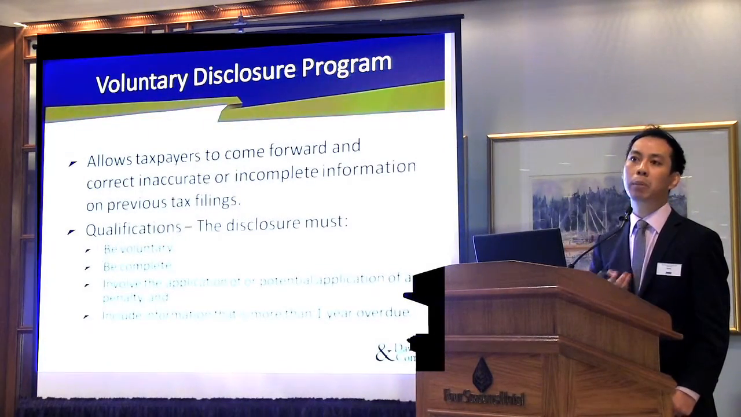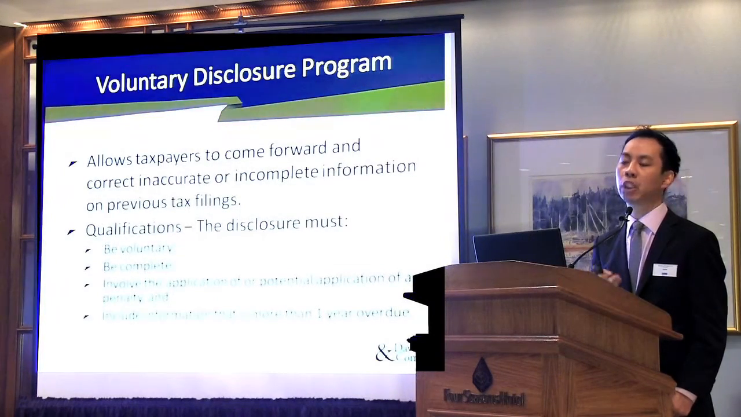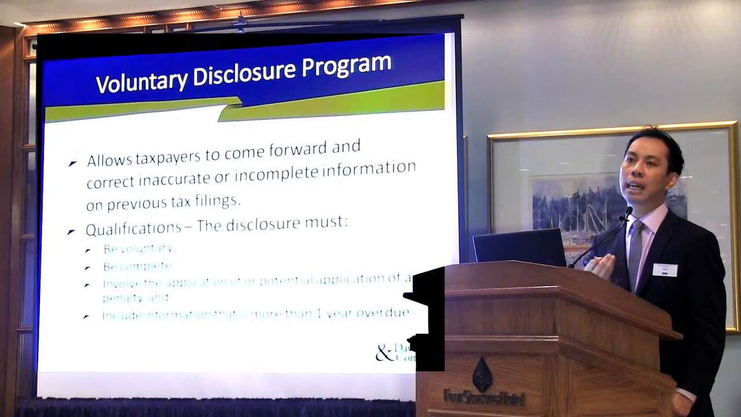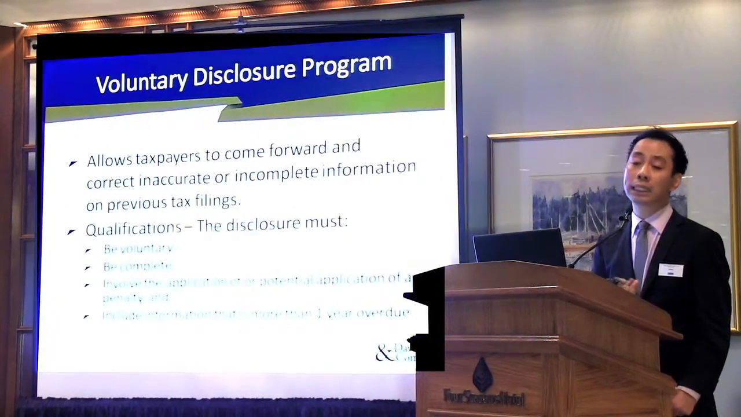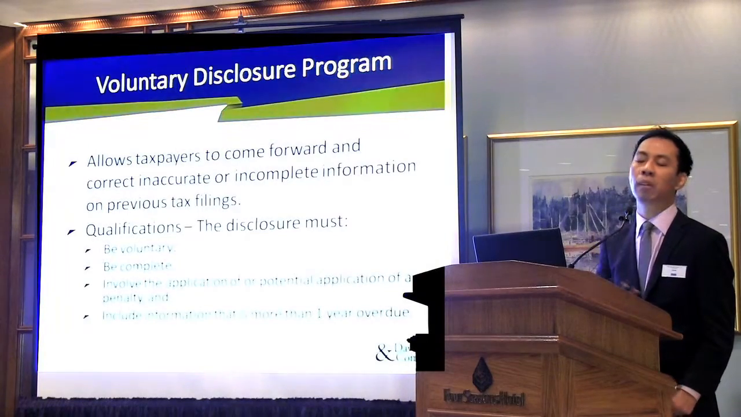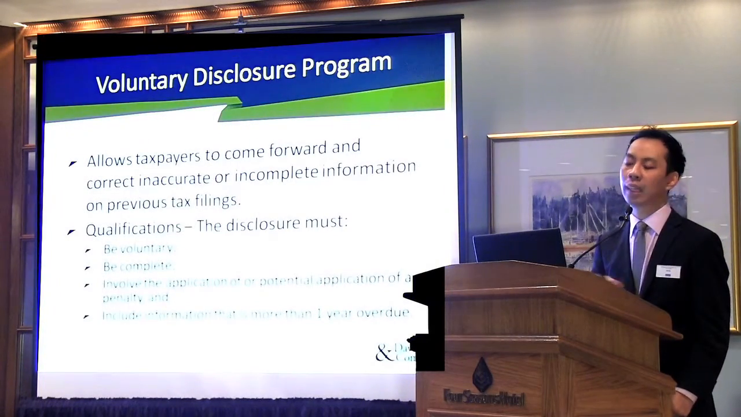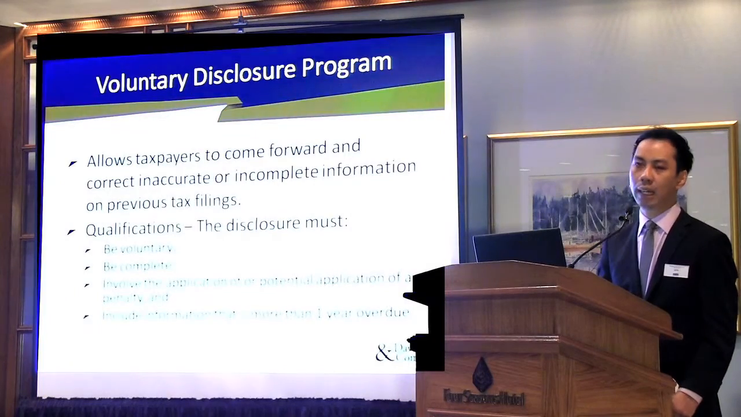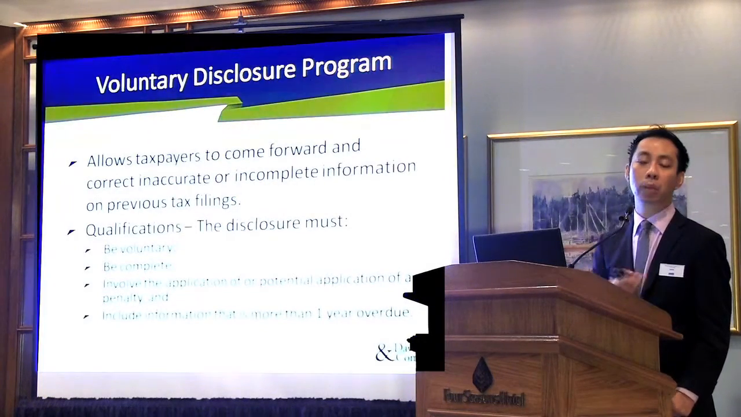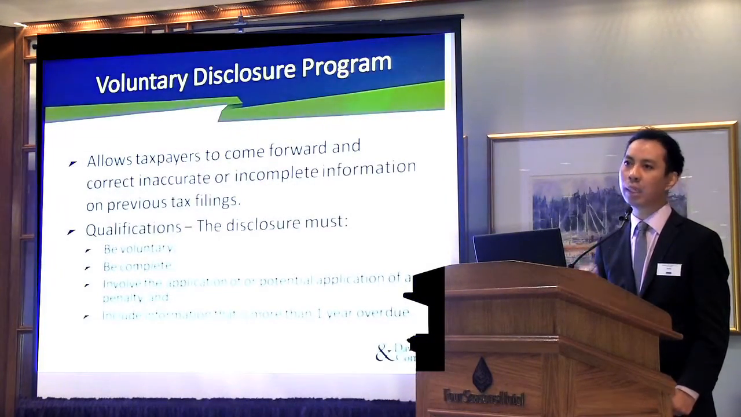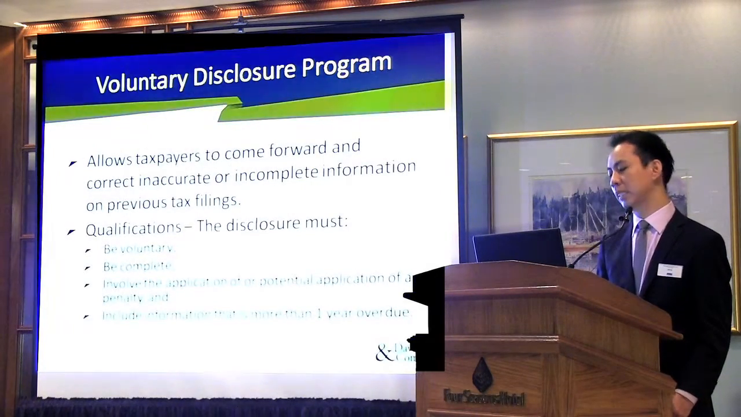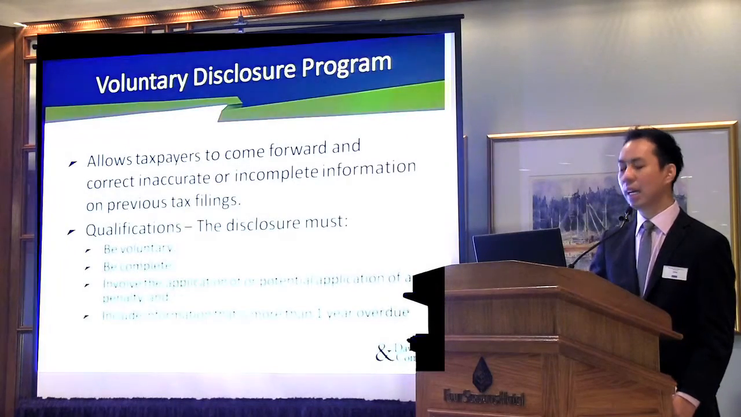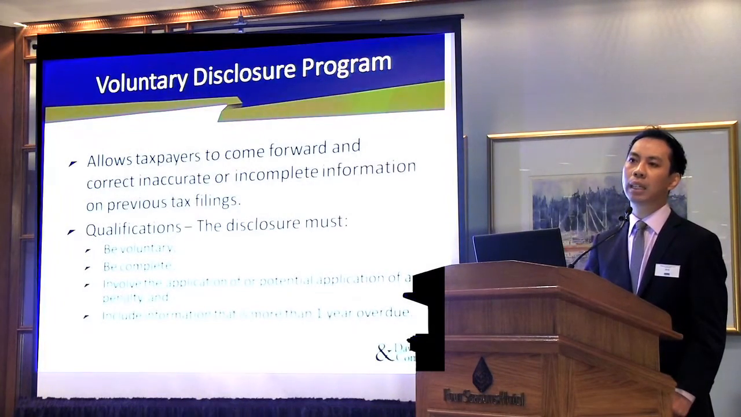Number two, it needs to be complete. So all of your filings have to be submitted with the VDP submission. Any documents that the CRA requests have to be readily available. So they may say, hey, I want to see your Swiss bank accounts. You have to be able to provide that to support your filings. Number three, it needs to involve the application or the potential application of a penalty, which normally applies if something is late.